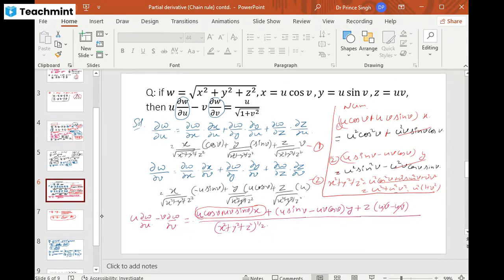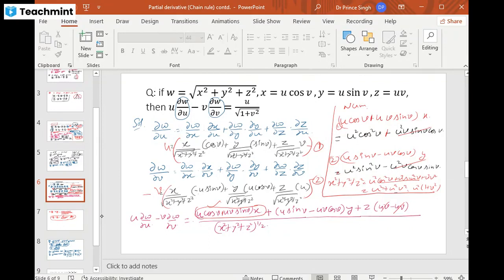So when we multiply, I multiply this whole expression with u and this whole expression with v. And when we subtract, it is u into cos v. This is there, and this is minus uv sin v. And because we are subtracting here, this negative and negative become positive. So it is uv sin v times x.